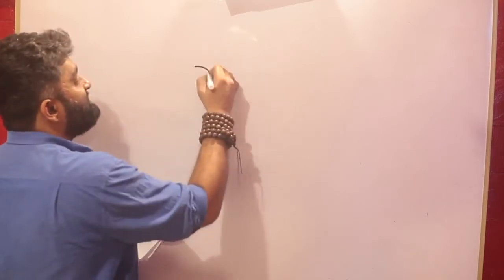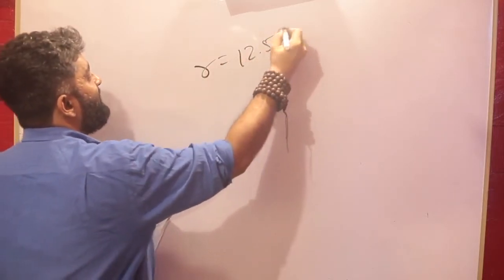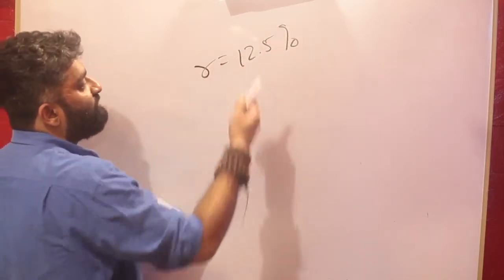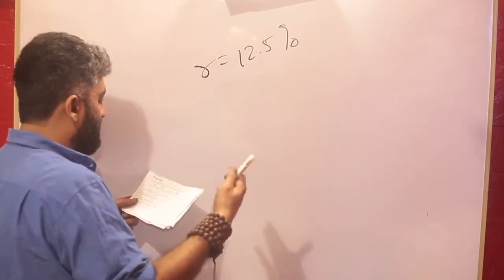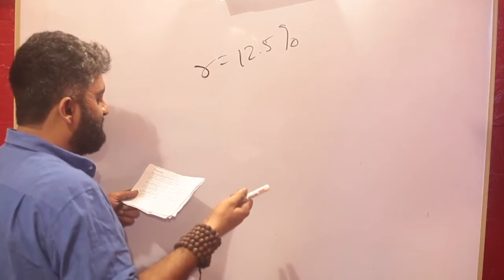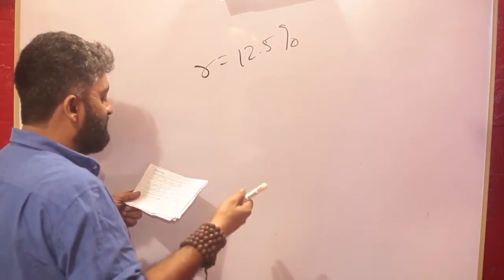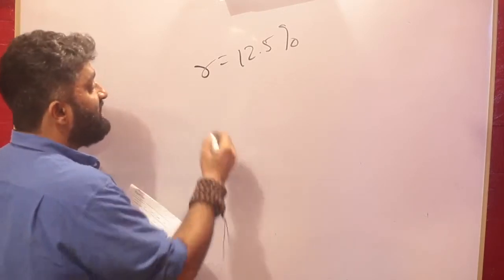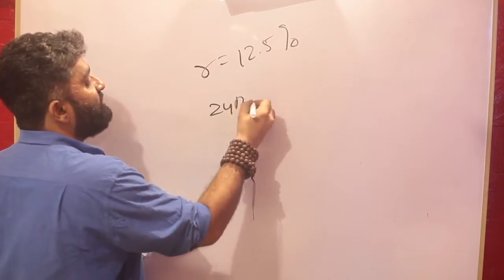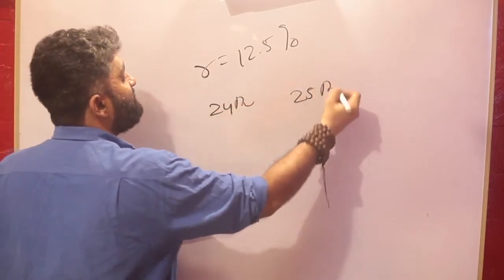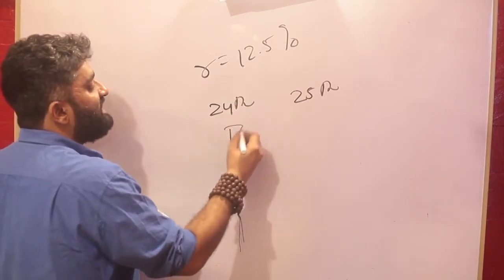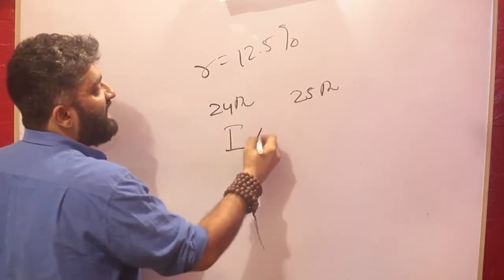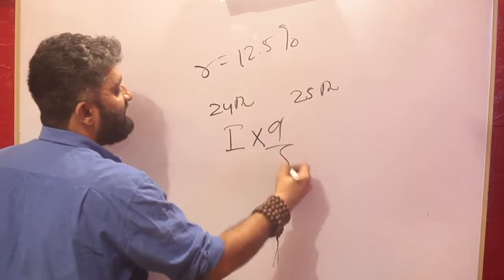Question number 19 says if the rate is 12.5%, right? And remember, 12.5% is 1 by 8 and a multiplying factor of 9 by 8. So it says the rate is 12.5%. Find the ratio of compound interest in the 24th year and the 25th year. Again, we are talking about consecutive years. So whatever was the interest in the 24th year, it would be multiplied by 9 by 8.